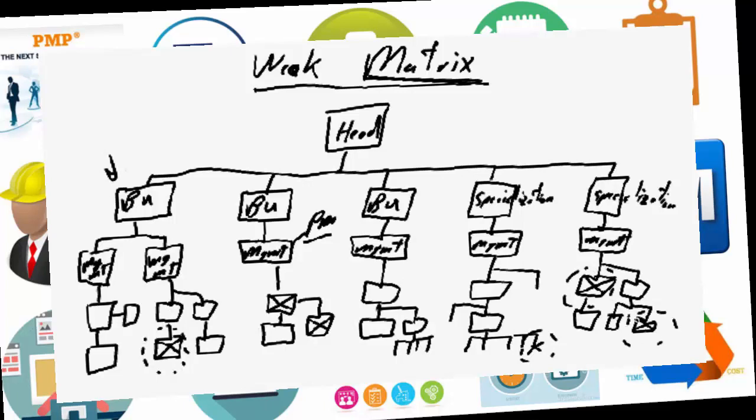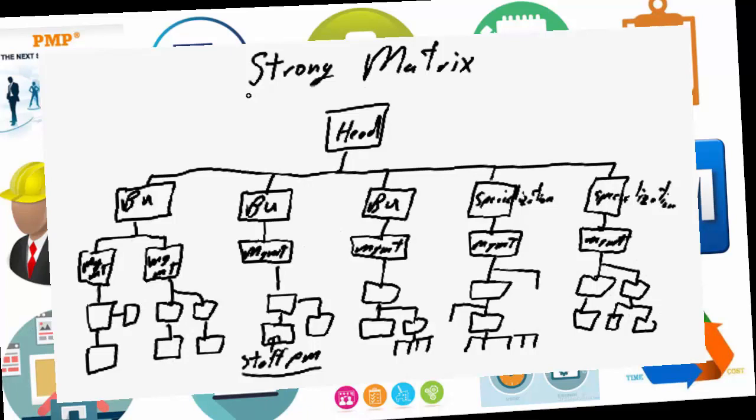The advantage of the matrix relationship is you're able to pull in special skills, special knowledge from other business units to ensure that the project has all of the skills and all of the knowledge needed to be successful. The disadvantage is these team members still have direct functional reporting relationships back to their individual business units, and there may be conflicts as expectations, as requirements come up, where the project requirements from the project manager may differ from the functional requirements from the business unit managers.